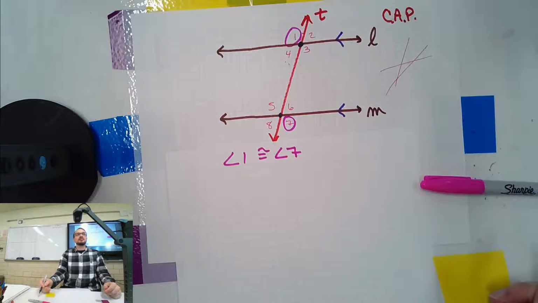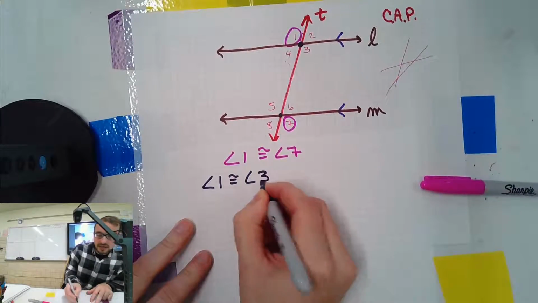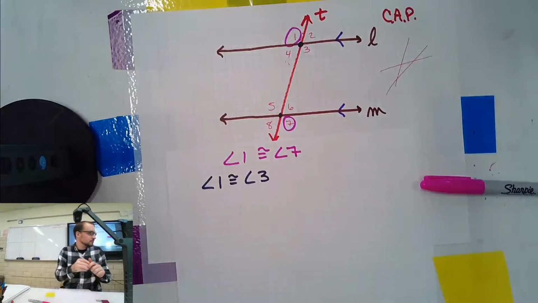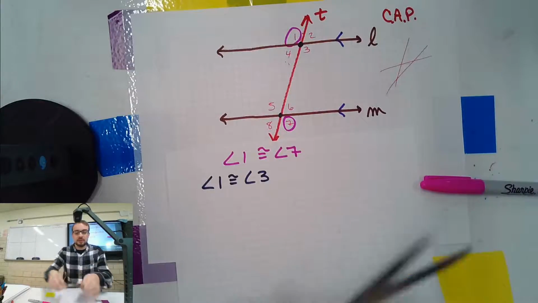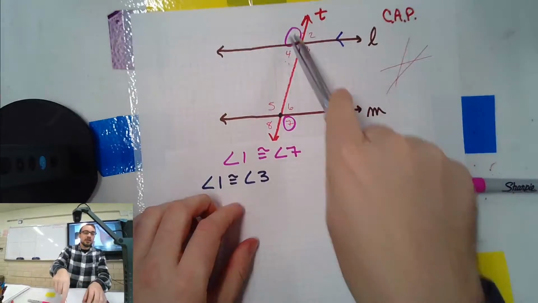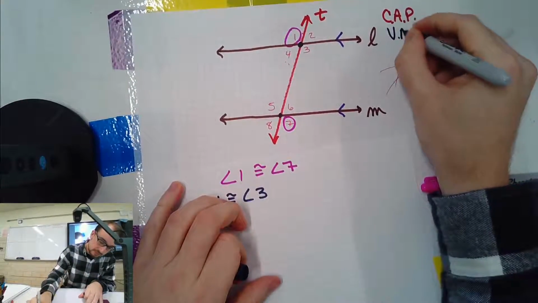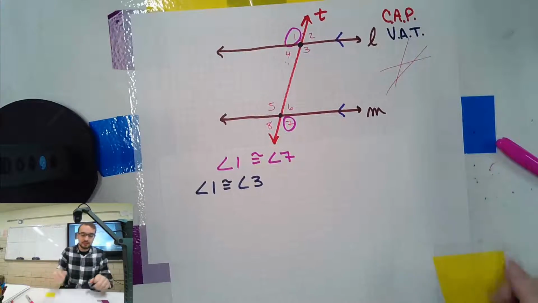So now let's write it. So angle 1 is congruent to angle 3. That's one way to do it. How do we know that angle 1 and angle 3 are the same? Vertical angles theorem. Remember, it's the scissor theorem? Your words, not mine. Angle 1 and angle 3 are the same because they scissor each other, right? So we have vertical angles theorem as another thing we can use to prove stuff.